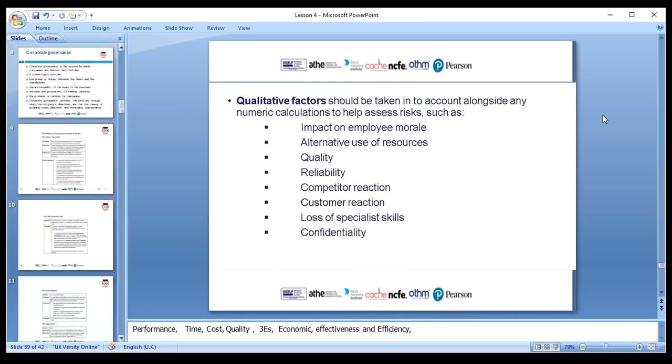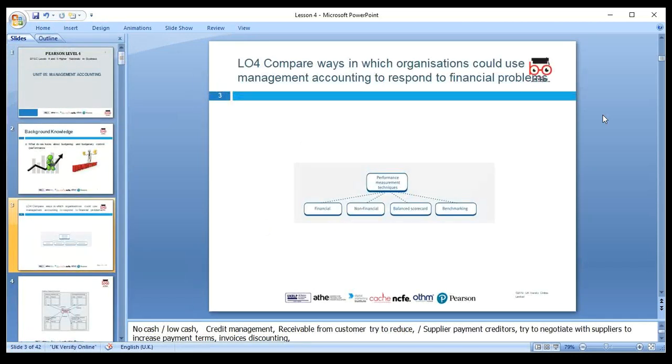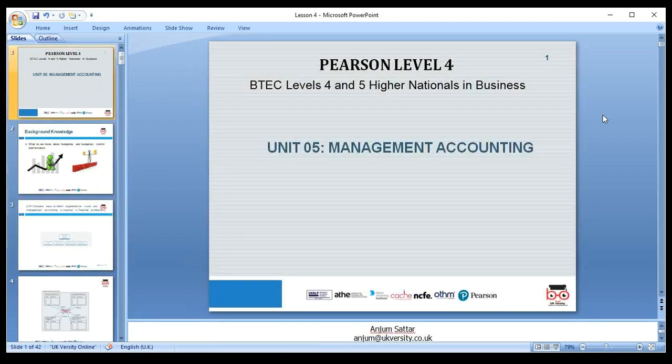So that's all the lesson was about: how we can make the strategies, what factors we look at, how we can improve, and how we can solve or respond to problems the organization has.